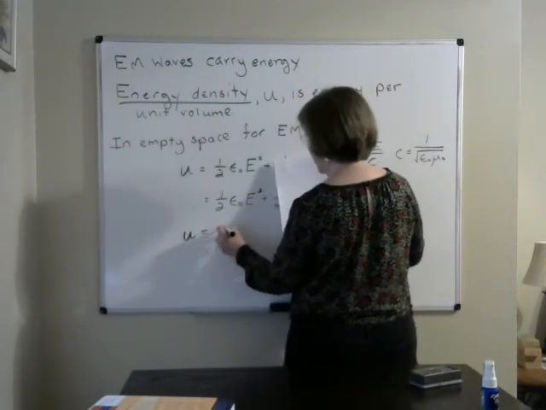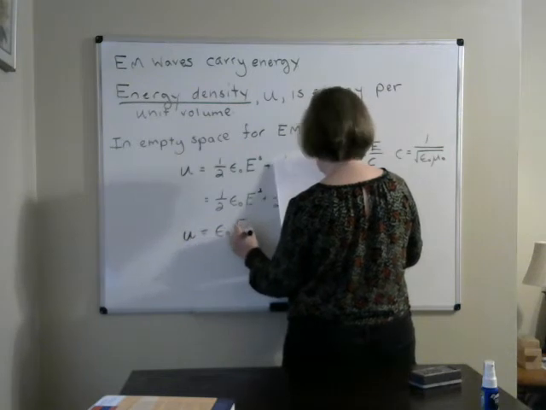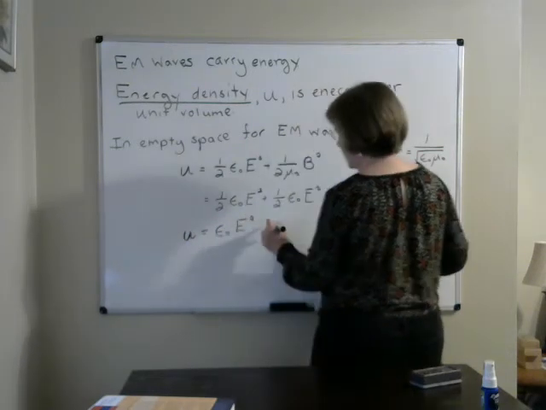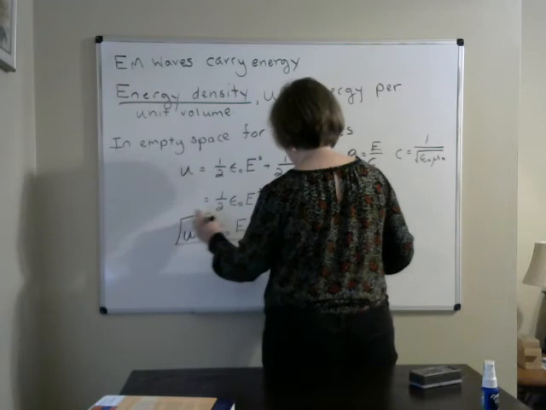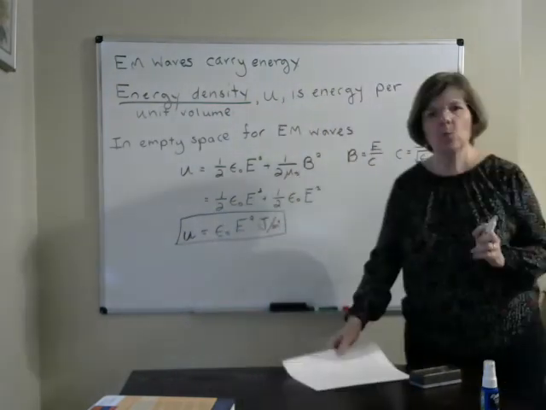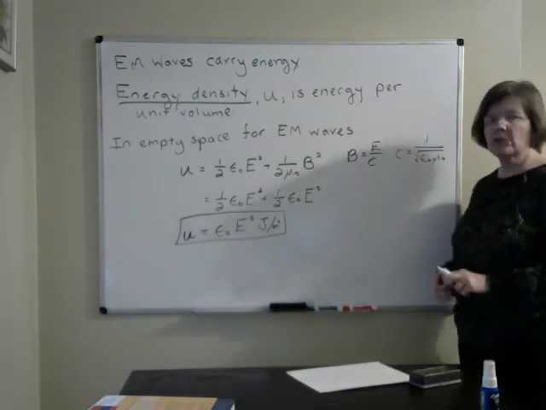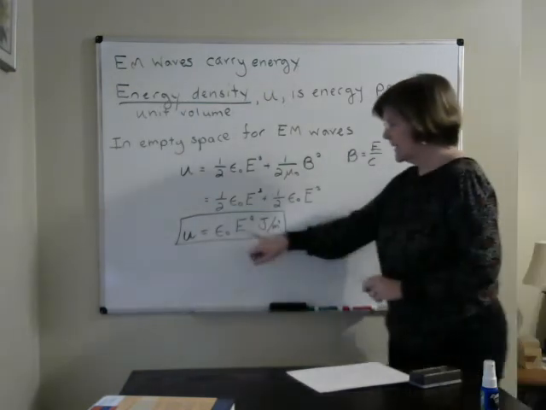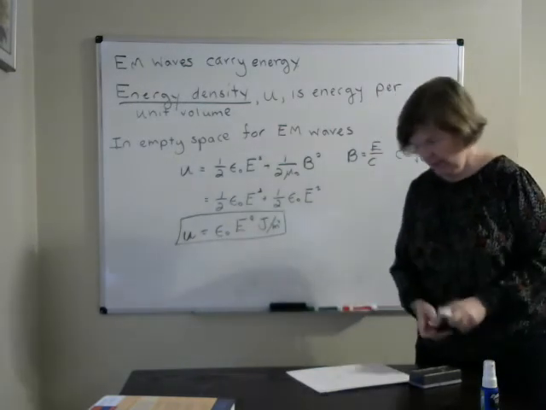You can, of course, add those together, and you get that this is epsilon naught E squared. And of course, it has units. It will be in joules per cubic meter. So it's one way we describe the amount of energy in a particular electromagnetic field that's based simply on the square of the amplitude of the electric field.